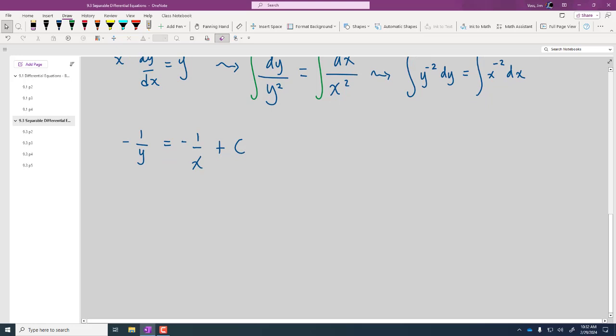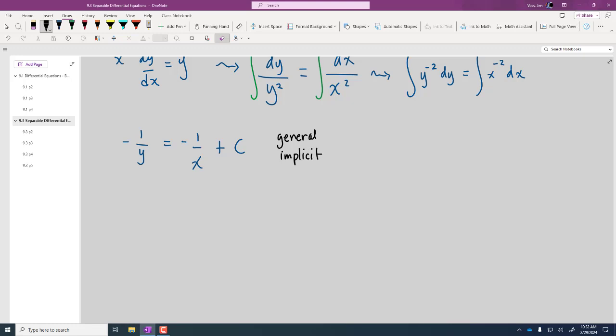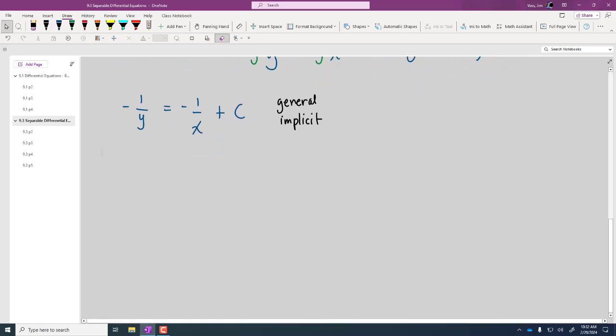Okay, so this is a general solution, but it's not in explicit form. Whenever possible, we want to isolate the y. So right now, it is general, but it's not in explicit form. We would say that this is in implicit form. We haven't isolated the y. The y is just sort of embedded within the equation. So we want to do a little bit more work. We want to isolate the y. We want to get an explicit solution. Explicit means y is equal to whatever.